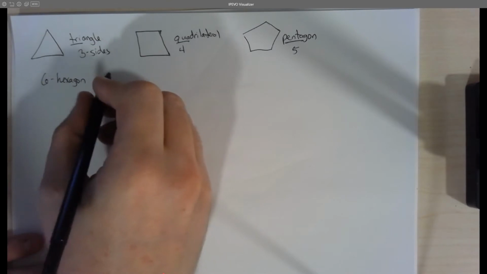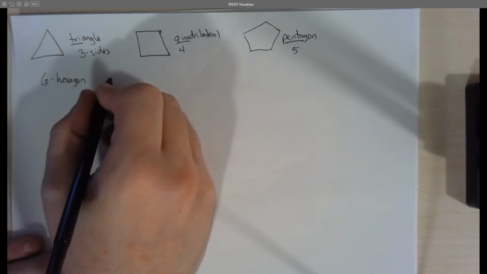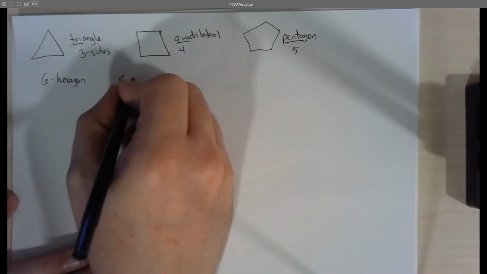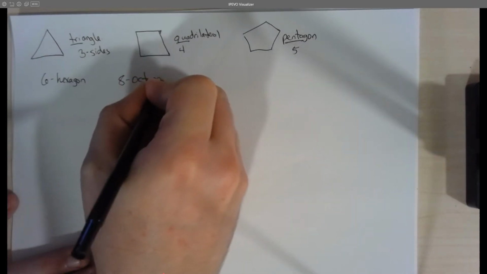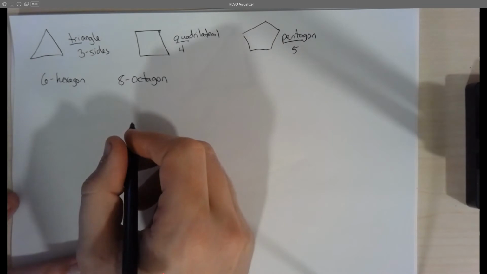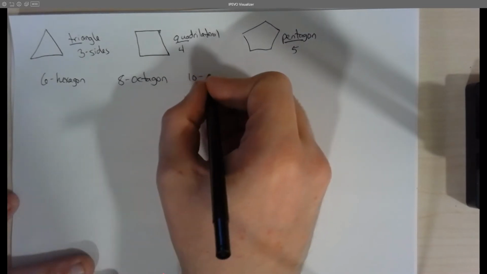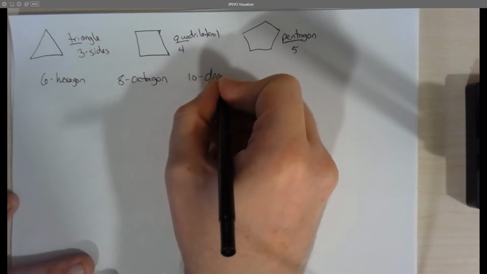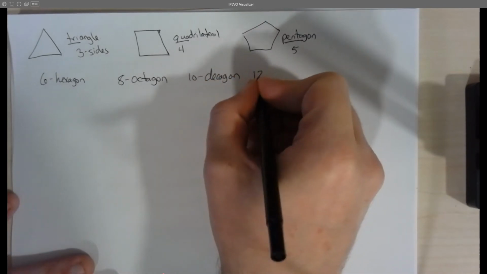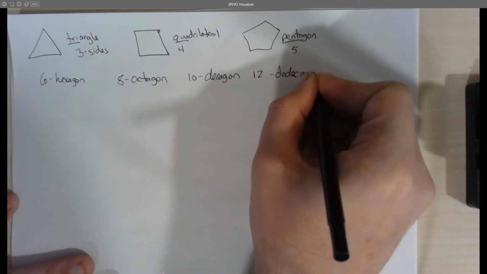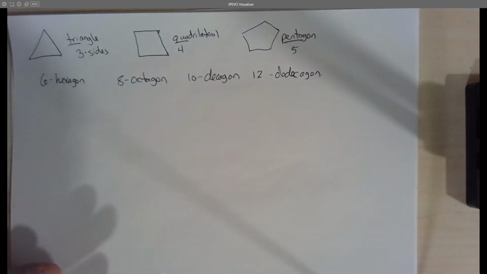Any seven we call a heptagon, although we don't oftentimes talk about that. Eight we call an octagon. Just going to go over some of the more popular ones. We don't oftentimes talk about a nine-sided shape. 10 we call a decagon. And 12 we call a dodecagon. So that just refers to the amount of sides that it has.